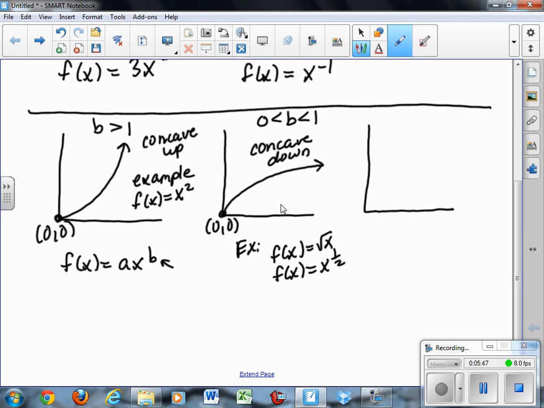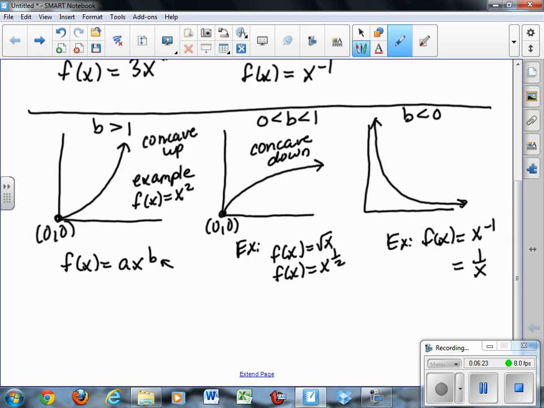Now the third category is when b is less than 0. An example of that would be f of x is equal to x to the -1, which would be the same as 1 over x. So notice, with large values of x, I'm going to get small values of y, and with small values of x, I'm going to get large values of y, and x can't be 0. So what we're going to see is a graph that has the x and the y-axis both as asymptotes, and it just curves like that.